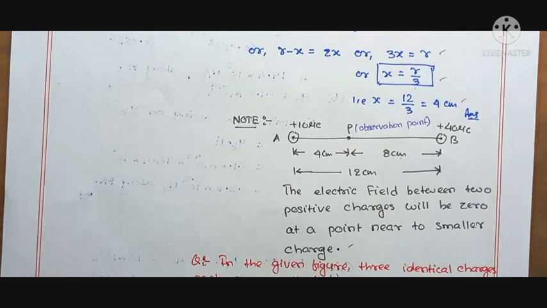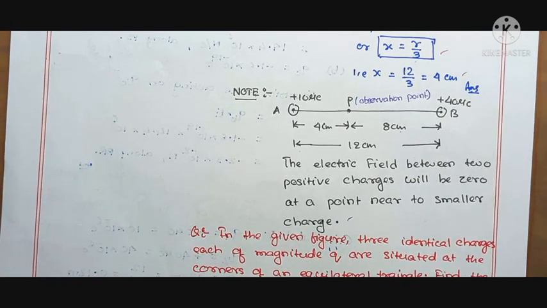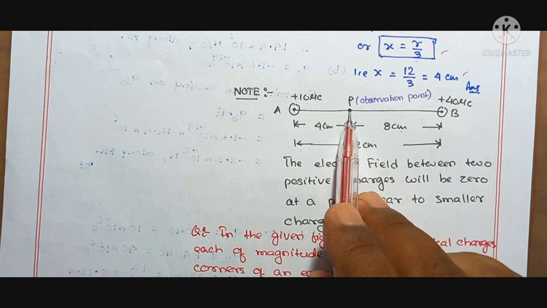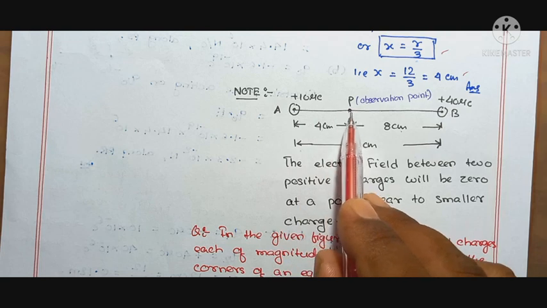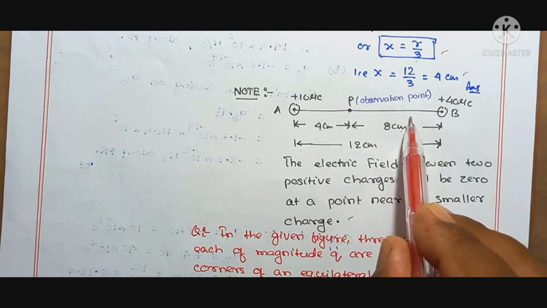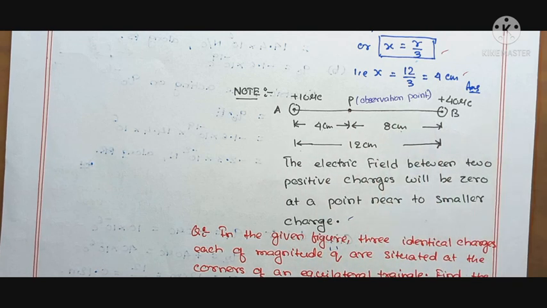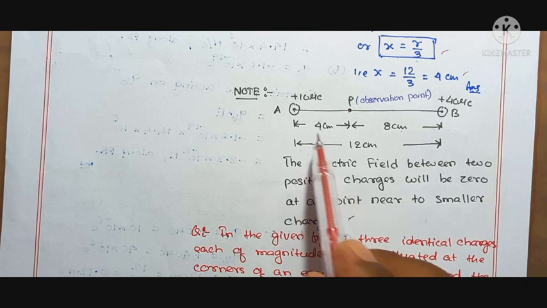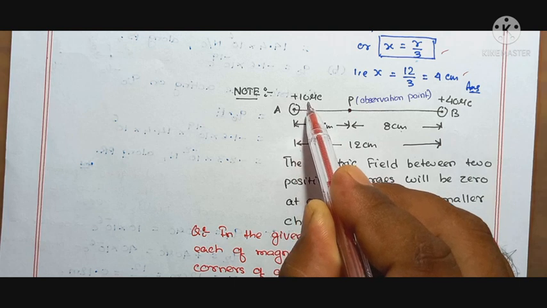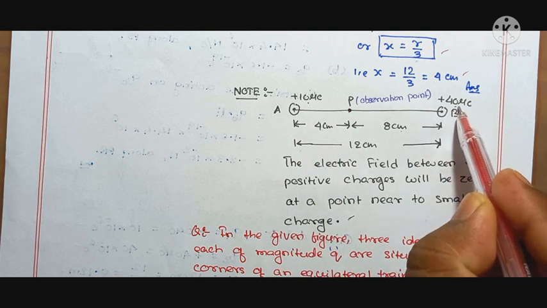See here one note. This is the 10 microcoulomb charge from the question. This is the 40 microcoulomb charge. This is the observation point, and this is now 4 centimeter. So total is 12 centimeter. This is 4 centimeter. So the remaining is 12 minus 4 is equal to 8 centimeter. So electric field between two positive charges will be 0 at a point near to the smaller charge. Electric field at a point will be 0 near to the smaller charge, because here it is 10 microcoulomb, here it is 40 microcoulomb.